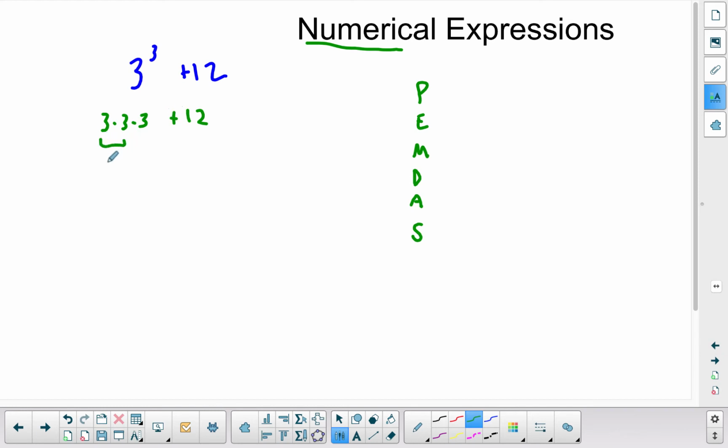So 3 times 3 is 9, and then 9 times 3 is 27. So at the end of the problem, I end up with 39 for my answer. And notice I didn't ever put an equal sign here. That's by design. These are called expressions. If it was an equation, then you would see an equal sign.